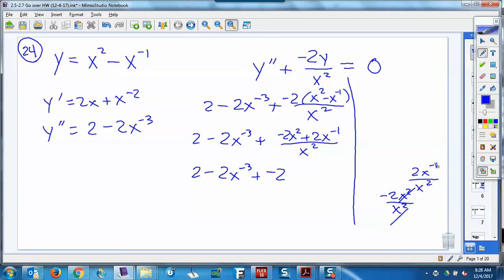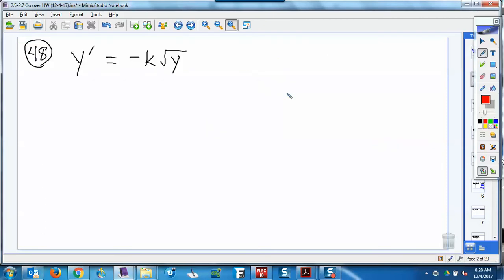Now I can subtract those powers. What's negative 1 take away 2? Negative 3. So that's going to be plus 2x to the negative 3. Oh, that's nice. 2 minus 2. That cancels that. See. Check. Okay? So, you got to do a little algebra, but things cancel out. You got to show that to get the full credit there. All right, so 23, 24, we're kind of done with that. This is definitely something we would have no idea how to get the original y, but we can verify it's a solution. Okay, let's talk about 48.